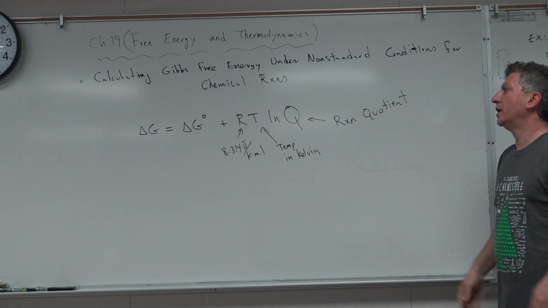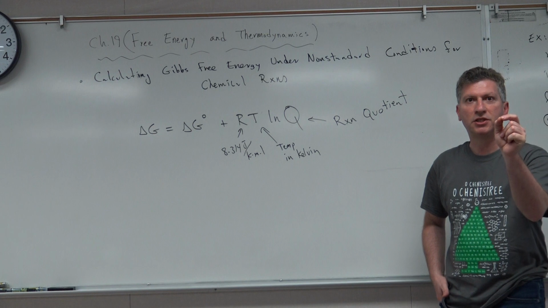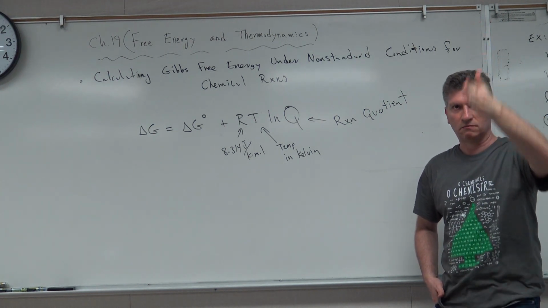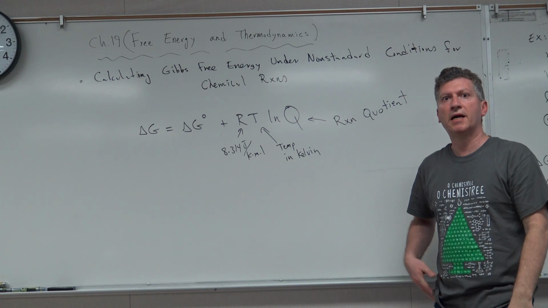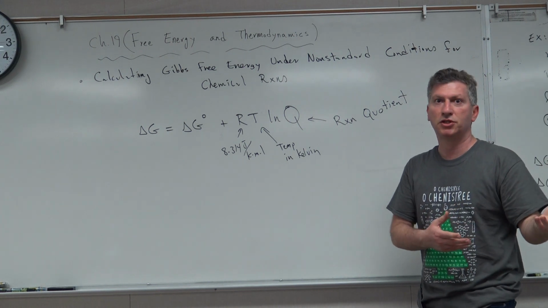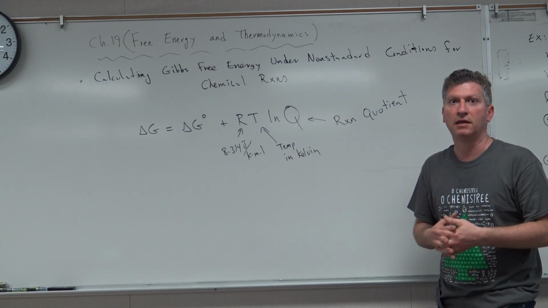Now, what if the conditions are not standard? Because standard condition is just a very thin slice, just one slice in time where you have those concentrations. As soon as the reaction starts going, those concentrations change. Or even before, you may have different concentrations. Then how do you calculate the delta G?